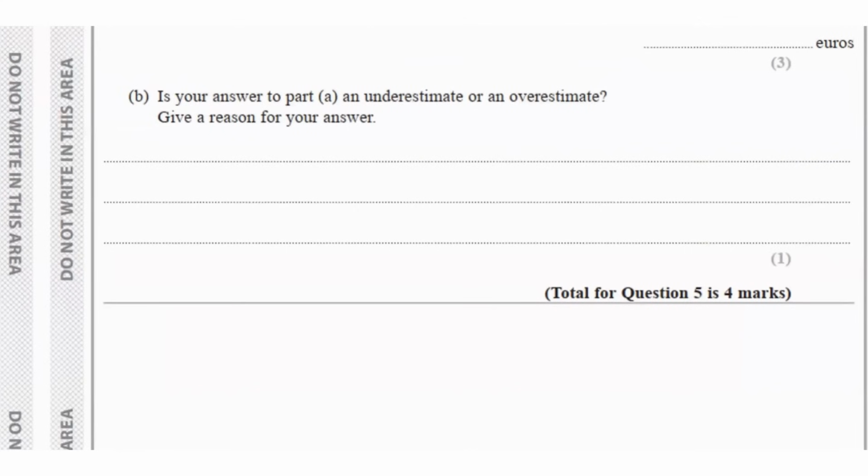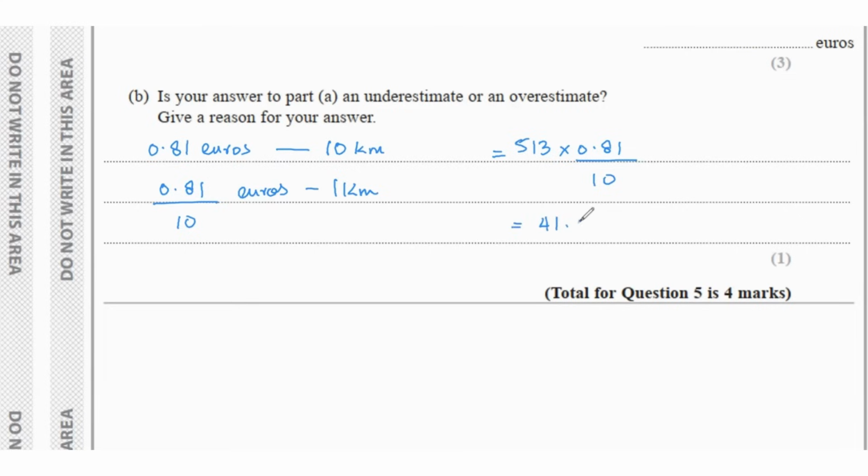That is the total amount she will pay as an estimate. Then it says, is your answer to part A an underestimate or an overestimate? Give a reason for your answer. 0.81 euros will help cover 10 kilometers. So for 1 kilometer, it's going to be 0.81 divided by 10 euros. That's for 1 kilometer. And then for 513 kilometers, we times 0.81 over 10 with 513. And that gives us 41.553 euros. So your answer to A is an overestimate.